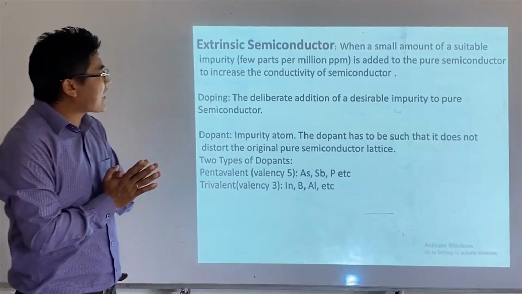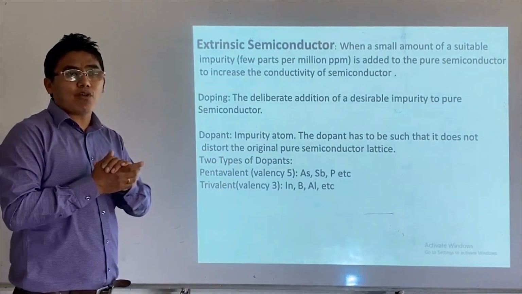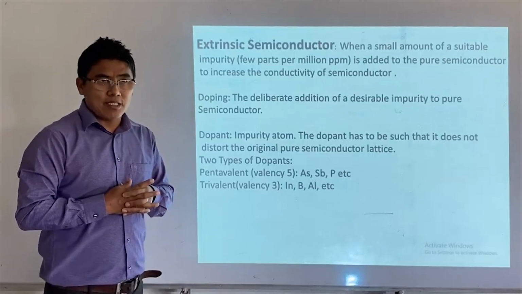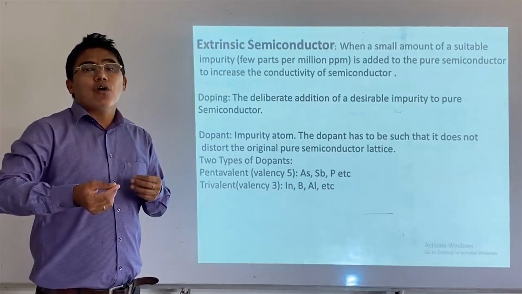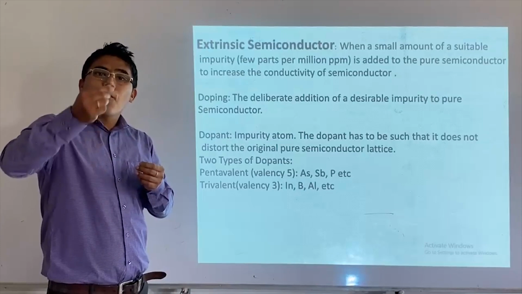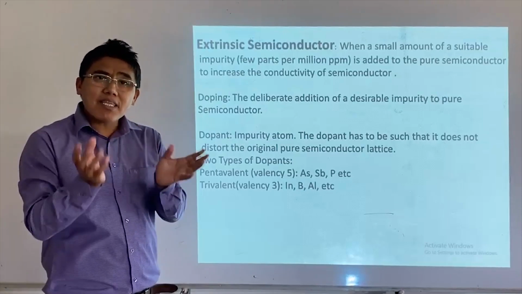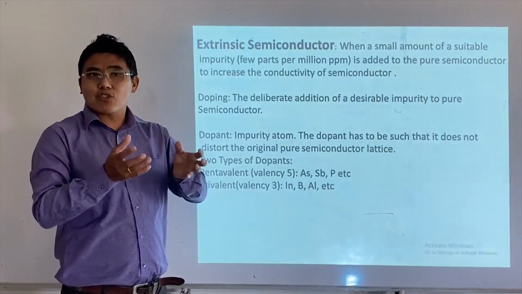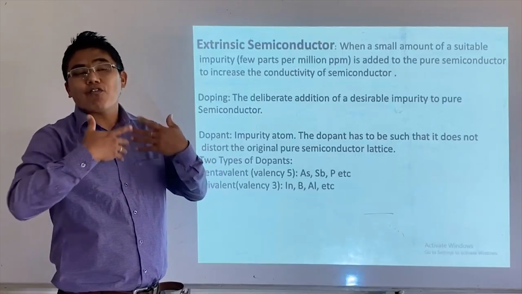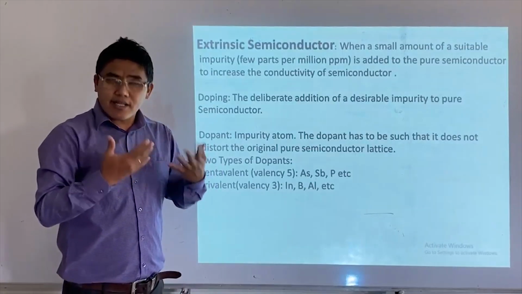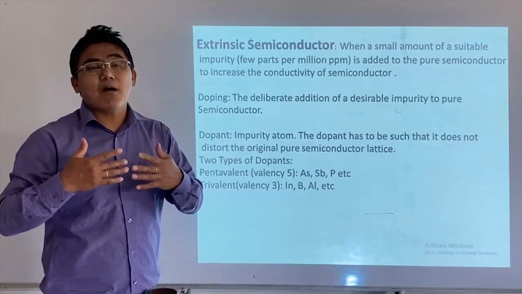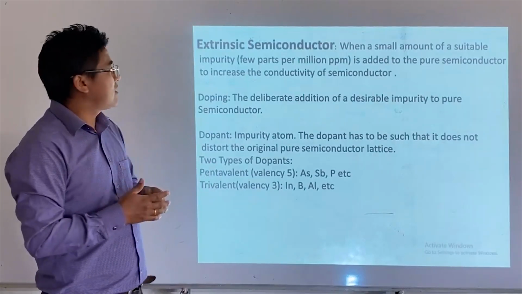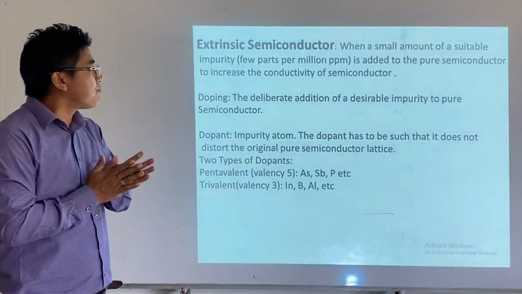All right. So now extrinsic semiconductor is what we call the doped semiconductor. That means we are going to put some other atoms other than semiconductor atoms, so that we can increase the number of electrons in the conduction band and we can increase the number of holes in the valence band. So this is how it goes.